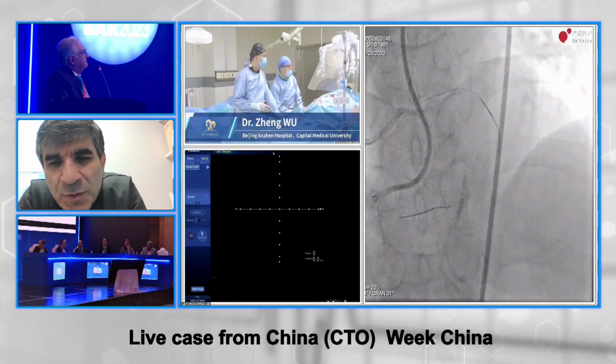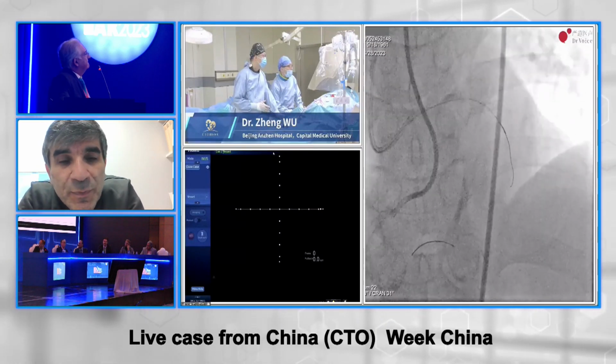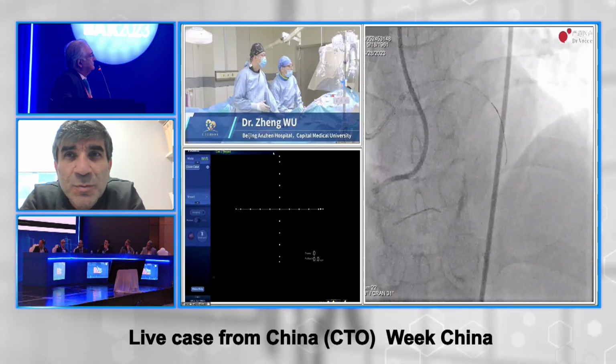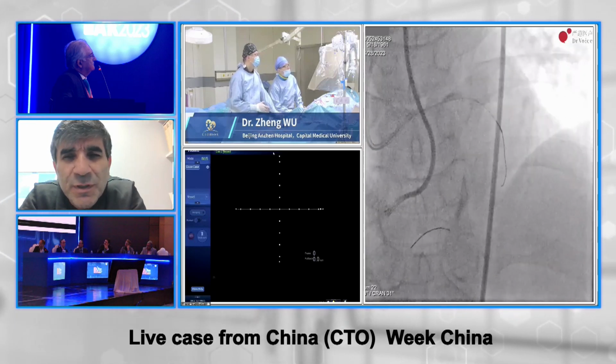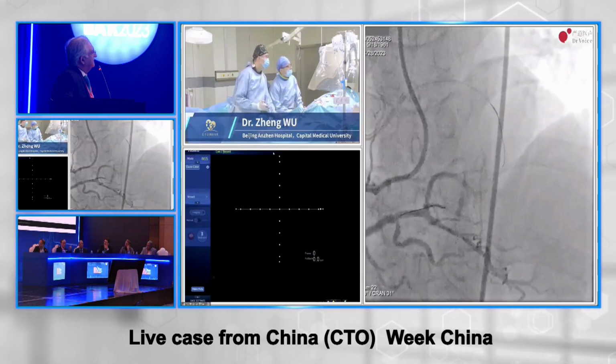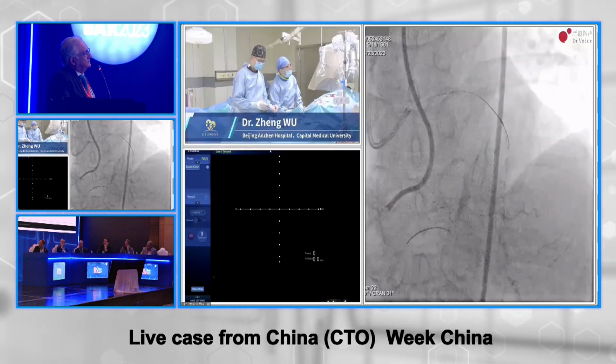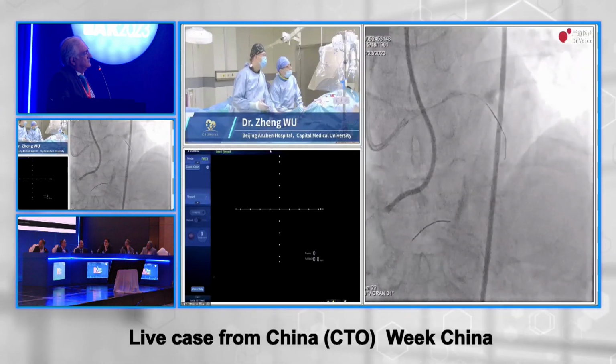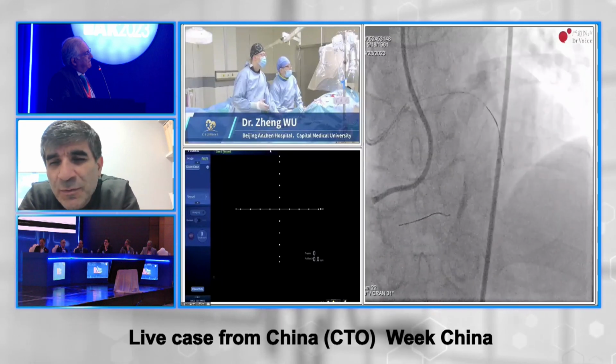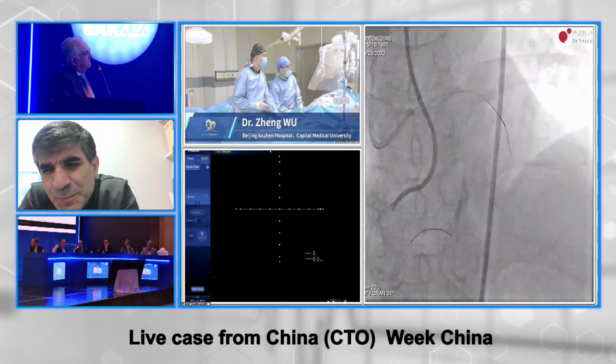Sometimes you gain a very good progress at the beginning and you are in the true lumen, the diagonal. Sometimes this is what happens when you take it out and try to reintroduce it. It can become very difficult to get access to the same place, and you become subintimal or really difficult to gain access. But there we go. No, I agree with that.